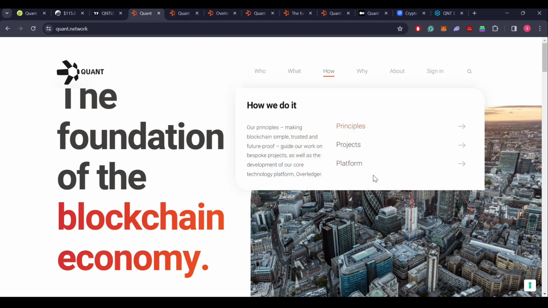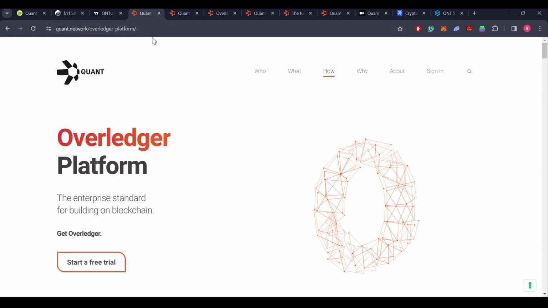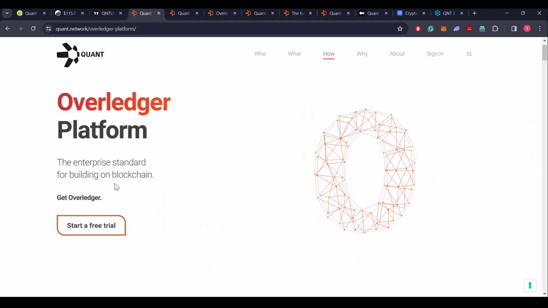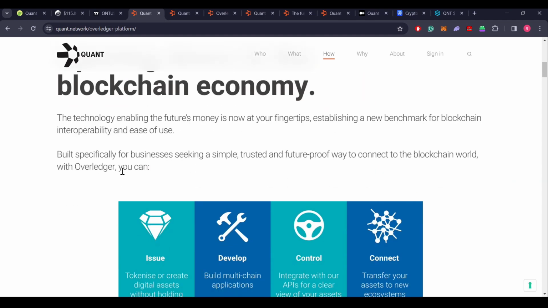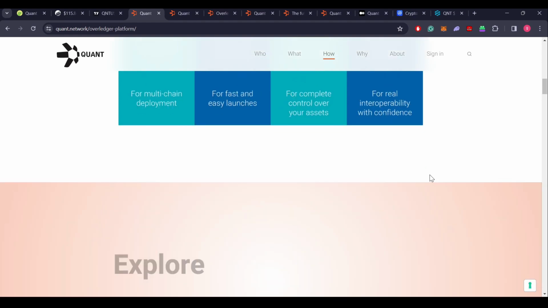chain. And if we look at their platform, which is the biggest of all, it is called Overledger platform, for enterprises building blockchains, and because of that I think it has much more demand. Basically it does these things: issue, tokenize or create digital assets without holding crypto, with fungible and non-fungible tokens for multi-chain deployment. They also build multi-chain applications, control, integrate with their API for a clear view, and connect, transfer your assets to new ecosystems and other things.